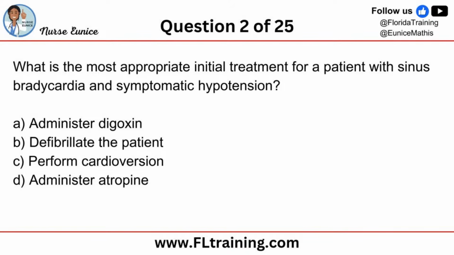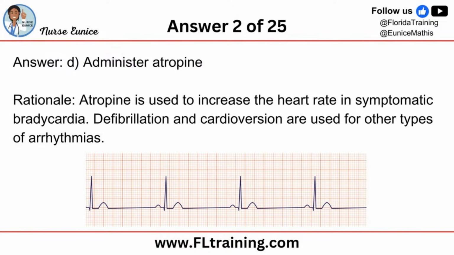Revealing the answer in 3, 2, and if you chose D, administer atropine, you are correct. So now let's look at this rhythm. If this was a 6-second strip, we have PQRS, so we have our entire complex. We only have 4, we multiply that by 10, that means that this person's heart rate would be 40, which would be bradycardia. What makes it sinus? The sinus is because there's a P wave in front of the QRS complex.